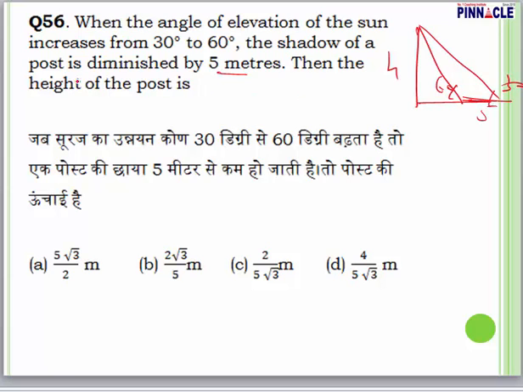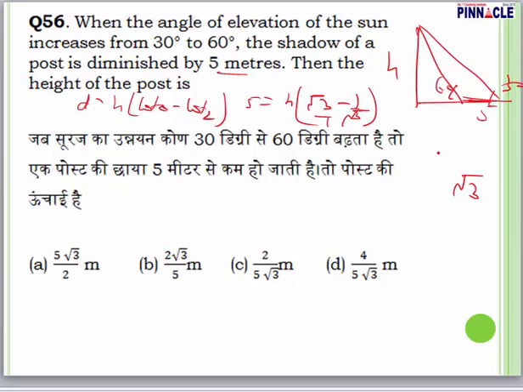In such kind of question, I have told you one important trick, that is D is equal to H into cot theta minus cot theta, higher value minus lower value, and D in this case is given 5. So 5 is equal to H into cot theta: root 3 minus 1 by root 3. If I take LCM, then it would be root 3 into 3 minus 1, that is 2 by root 3. So H into 2 by root 3 is equal to 5, and we have to find the value of H. So H would be 5 root 3 by 2, A should be the answer.